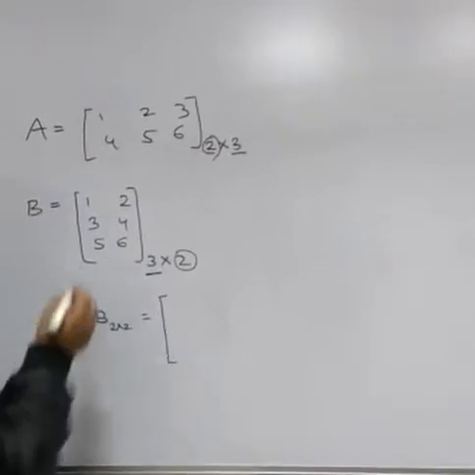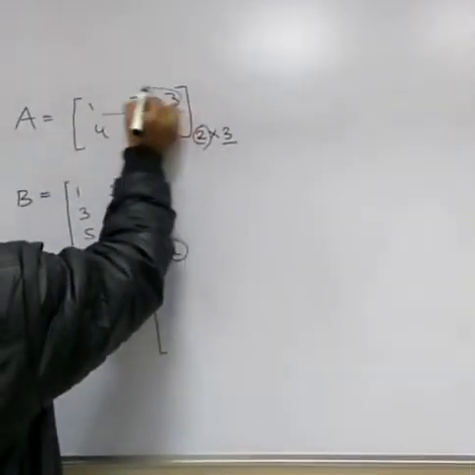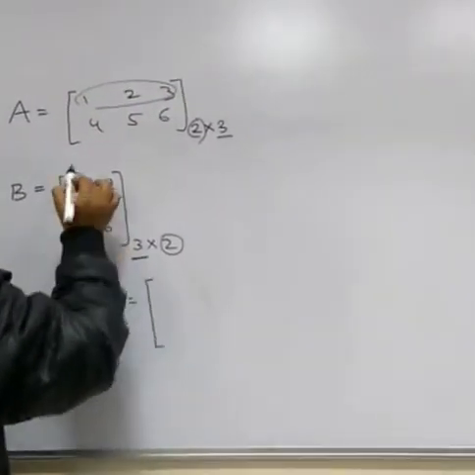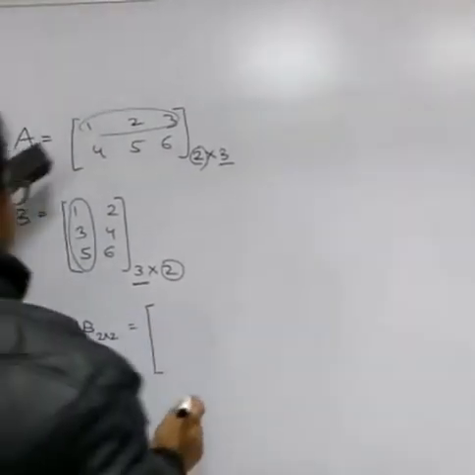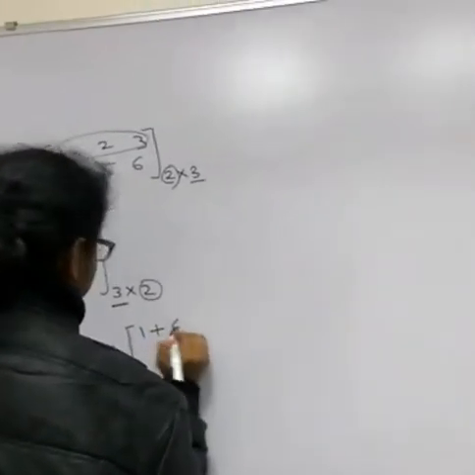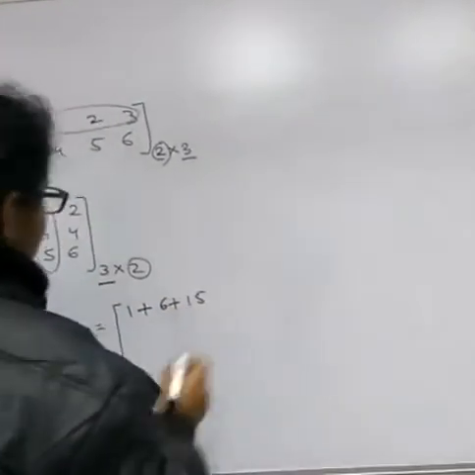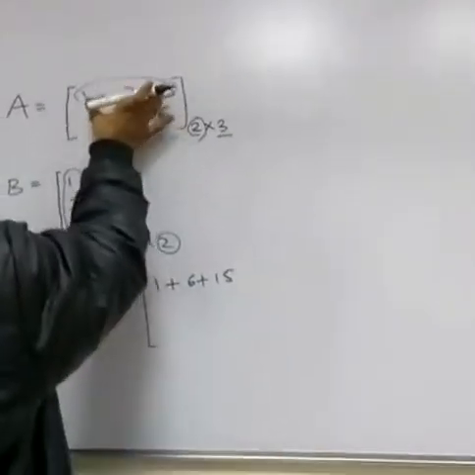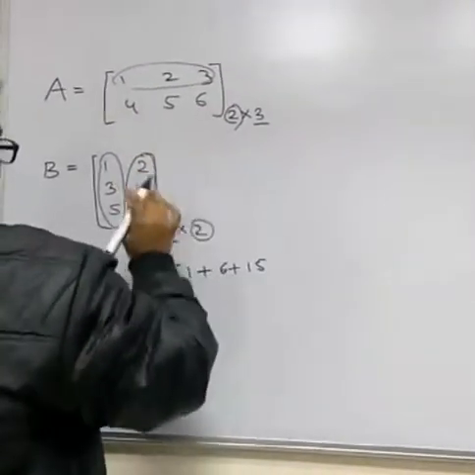So we repeat the same process. That is, the first row elements will be multiplied with the first column elements to give us the first element. So it's 1, 6, 15. And for the second element, we multiply this row with this column.